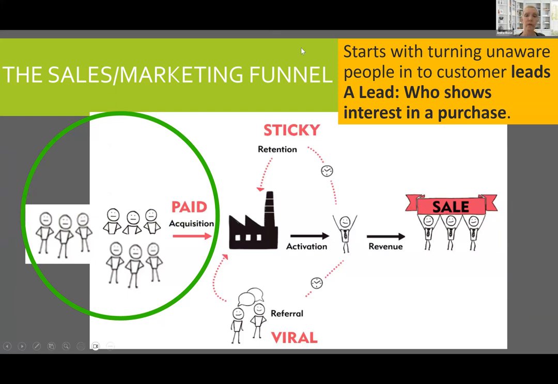When we look at our sales funnel, we start with turning unaware people into our customer leads. These are the unaware people, right? People that are not familiar with our product or our value proposition statement, but we consider them as leads, people that may be interested, right? Who may want to be, or may be interested in purchasing. They would be leads. We consider them as leads.